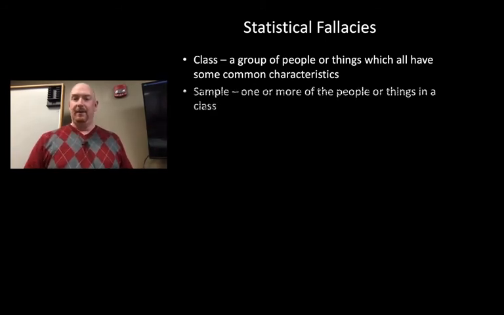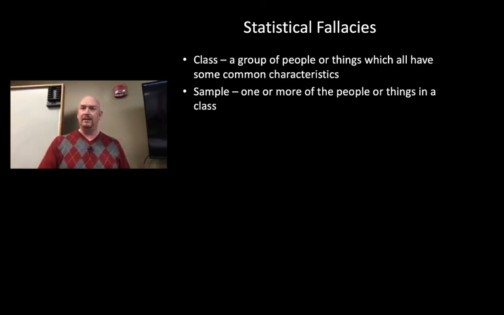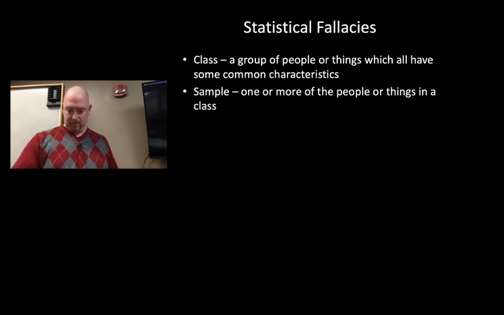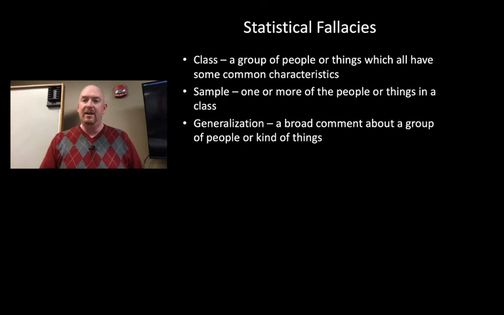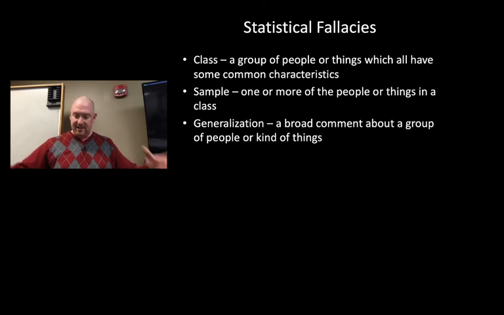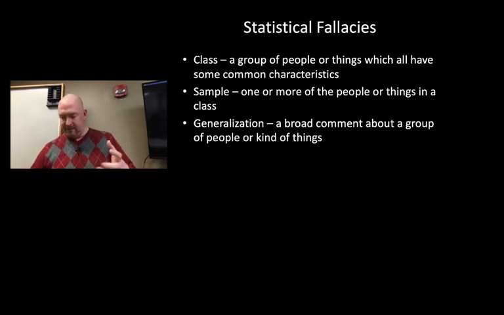Okay? A sample is one or more things in the class. So, 6 of the members of this class are females. That's a sample. Okay? A generalization then is a broad comment about a group of things or people. So a generalization takes a sample from a class of things and using characteristics from that sample says something about everything in the class. It's like 1,537 if you're doing like a people test.